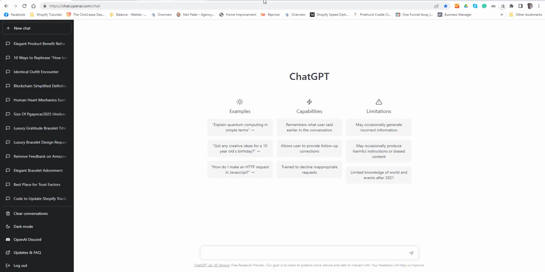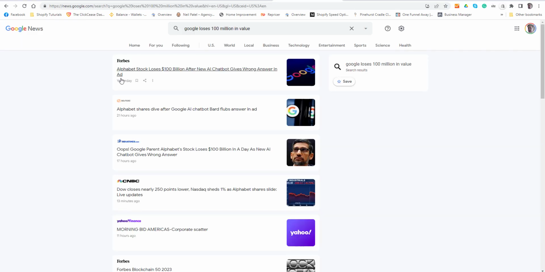Now, if you just look at the news from yesterday, you can see Alphabet, which is the parent of Google, loses $100 billion after their AI robot, which is like ChatGPT, gave the wrong answer in an ad. This is huge, and it has big implications, obviously. So to lose $100 billion in a day is pretty spectacular.